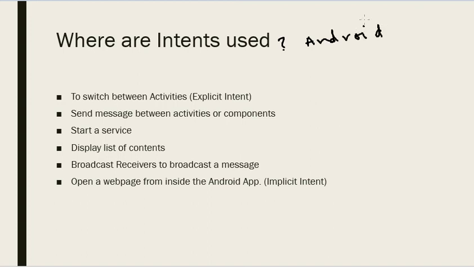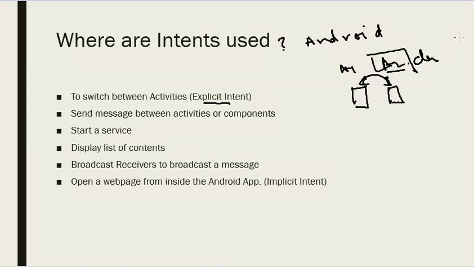Well, as I have described previously, of course, intents are used to switch between activities, from one activity to another, back and forth. That is of course called an explicit intent because you mention the name of the activity. For example, if A1 wants to go to A2 activity, then you mention A2.class while creating the intent. So you know the name of the activity that is going to handle the intent. That is called explicit intent.